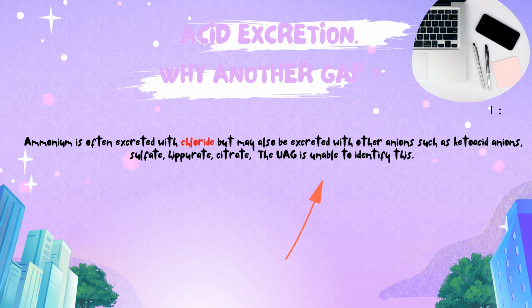When ammonium is excreted with other anions, the urinary anion gap would not be able to pick that up. Thus, you would have a falsely normal result, as in a falsely high urinary anion gap even though ammonia is being excreted, because it's excreted in forms other than chloride. Whereas the urinary osmolar gap would pick up the urinary ammonium excretion in any of its combination. That is what this slide tries to emphasize.